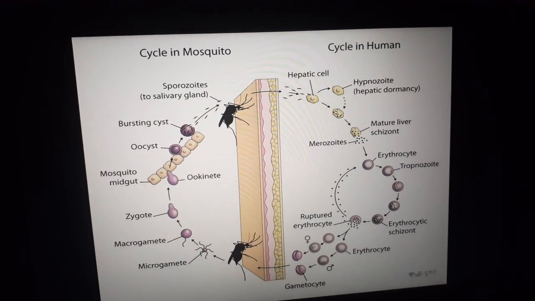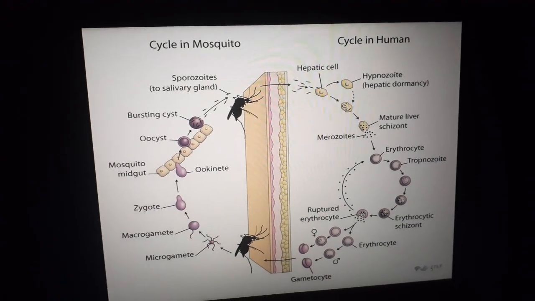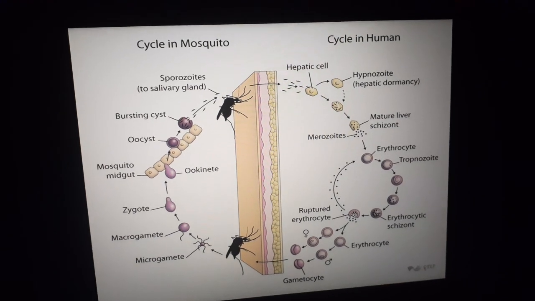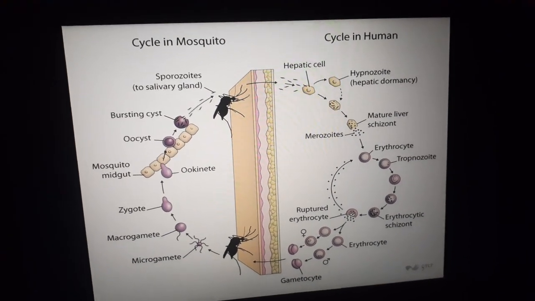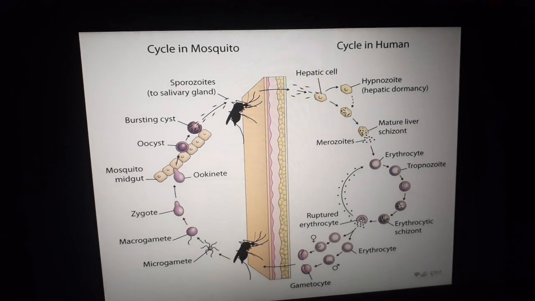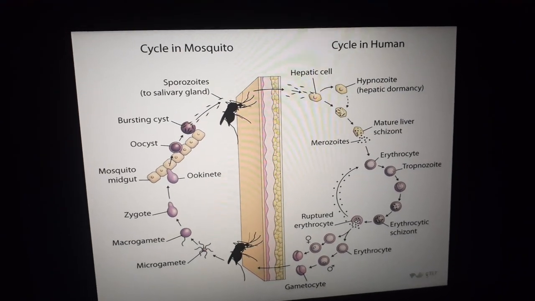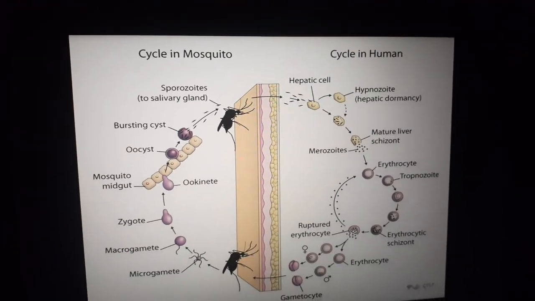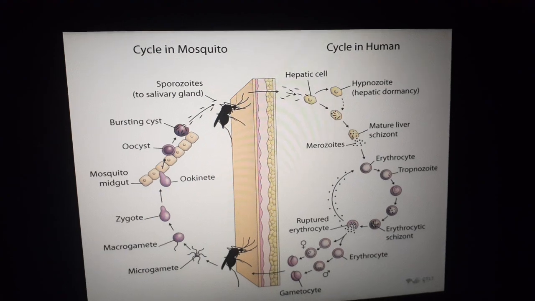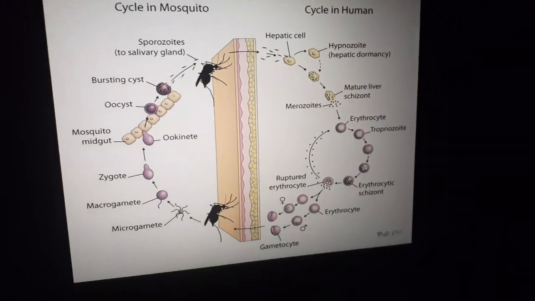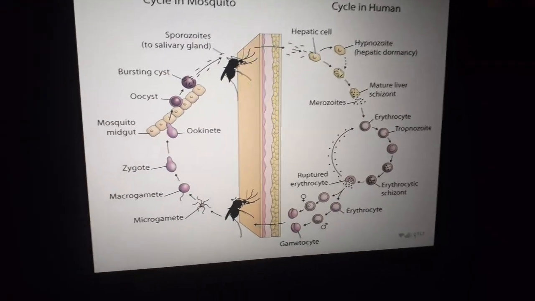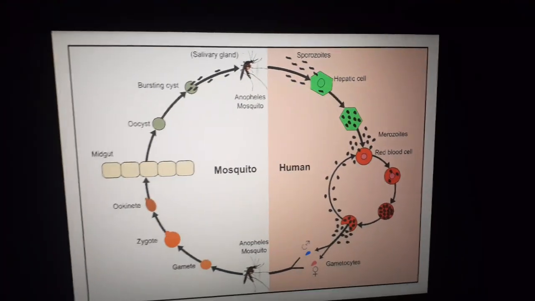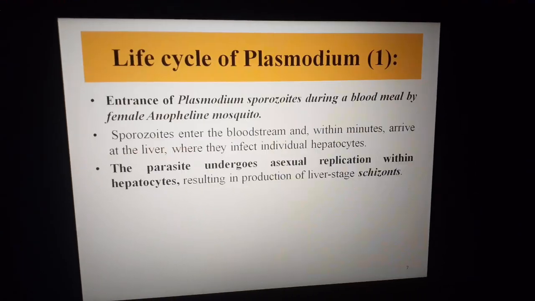So gametes are formed, and these are taken up by the female Anopheles mosquito, and these stages develop further after fertilization, that is zygote formation and development into ookinete and finally into sporozoites in the mosquito. In this way the cycle is completed between human to mosquito, then again human. You have to remember this cycle because anti-malarial drugs act on a particular stage of the cycle. So this is a simplified version of the life cycle of Plasmodium.